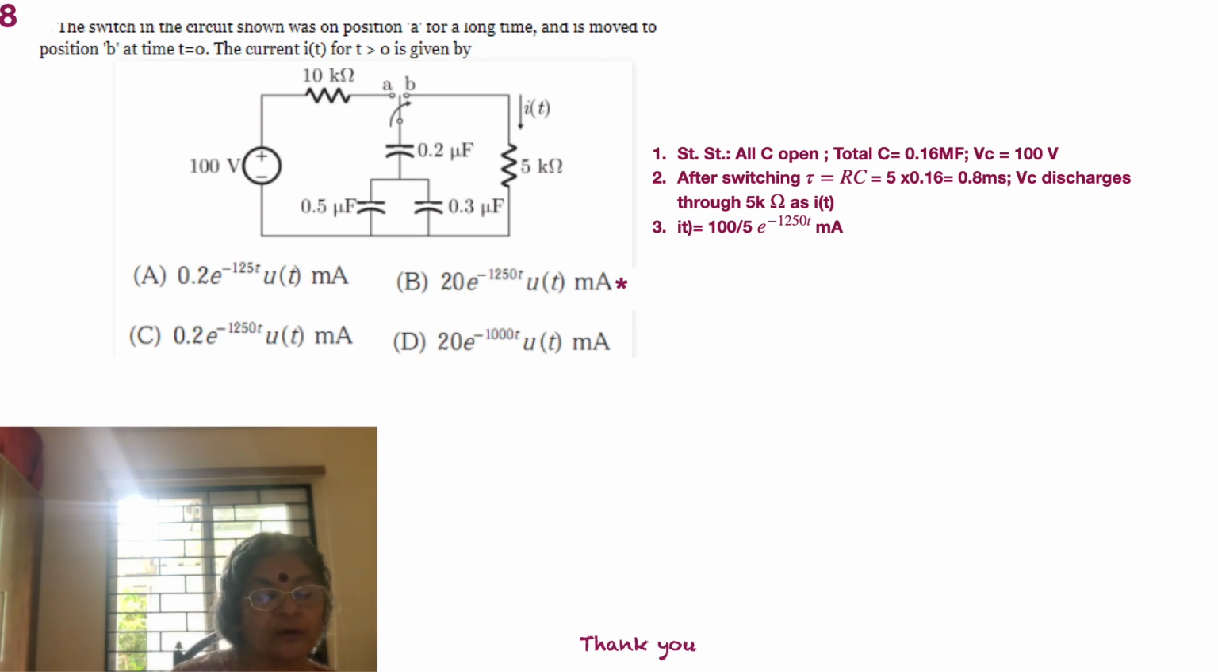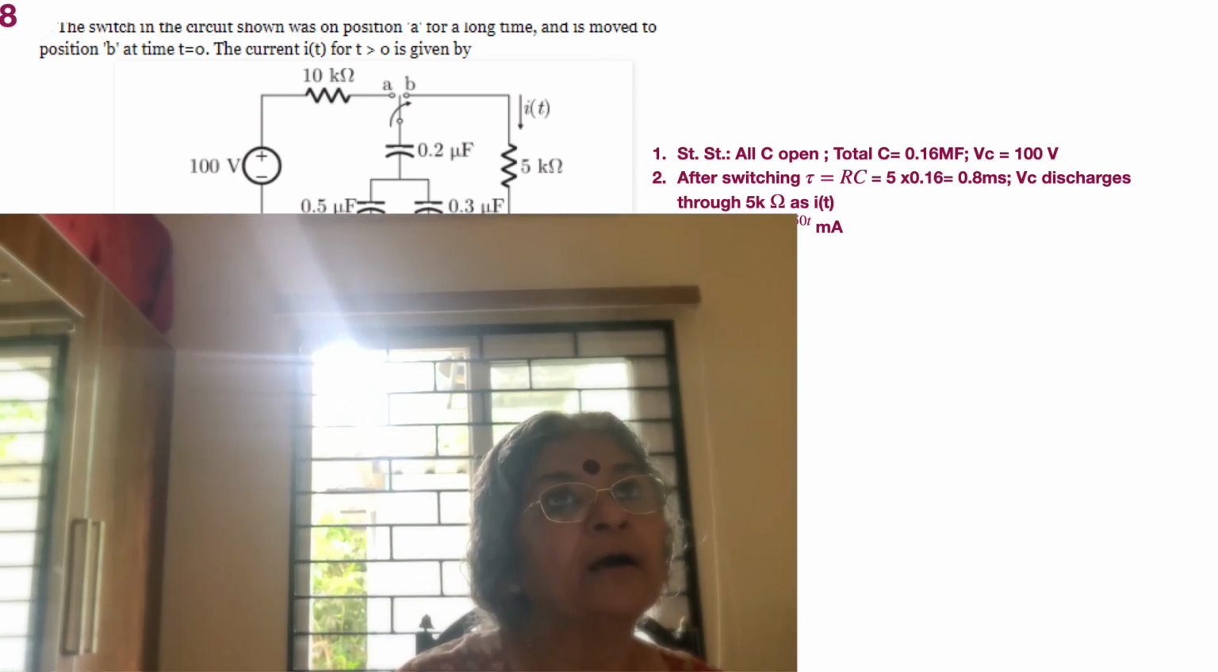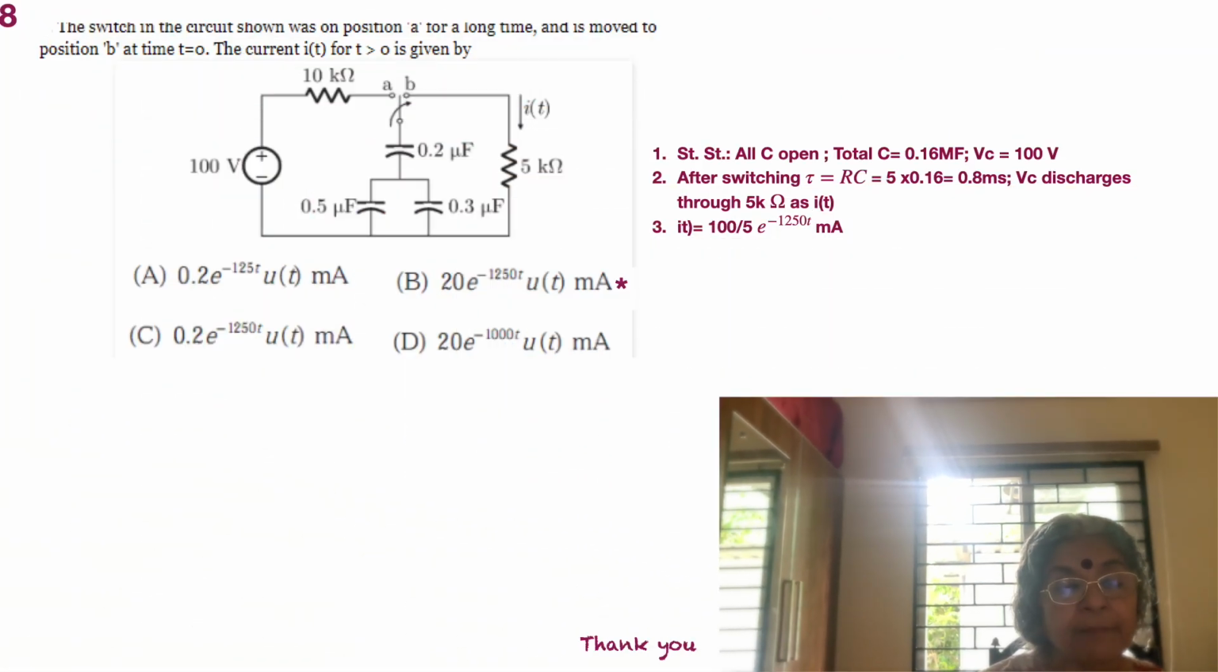Though we always calculate in terms of voltages, we can definitely go for the current as well. What was the earliest steady state? It was when the capacitor was open, so the entire 100 volts becomes available across it. The capacitance value, as mentioned earlier, is 0.16 microfarad, not simply farad, and VC is equal to 100 volts.